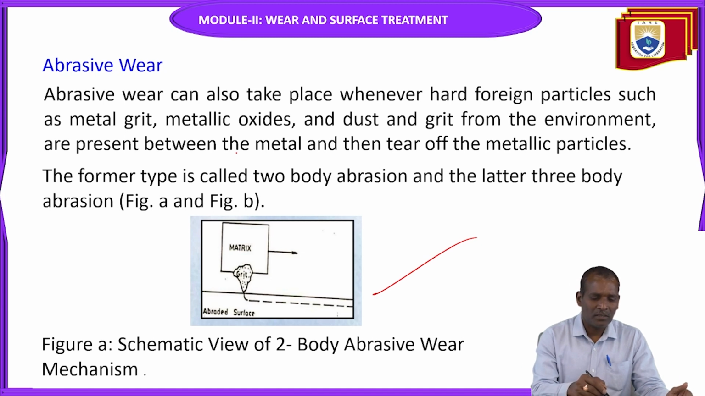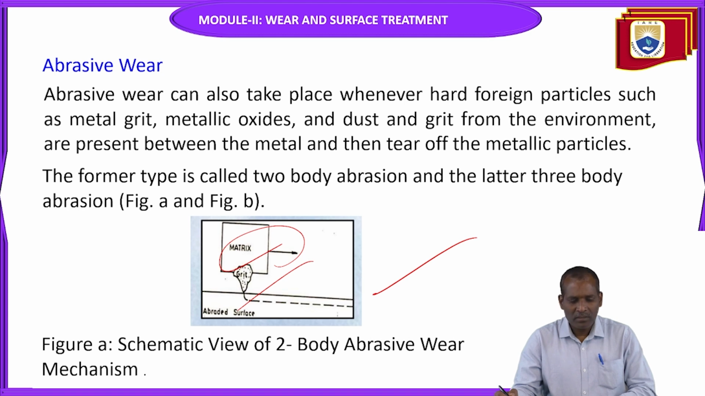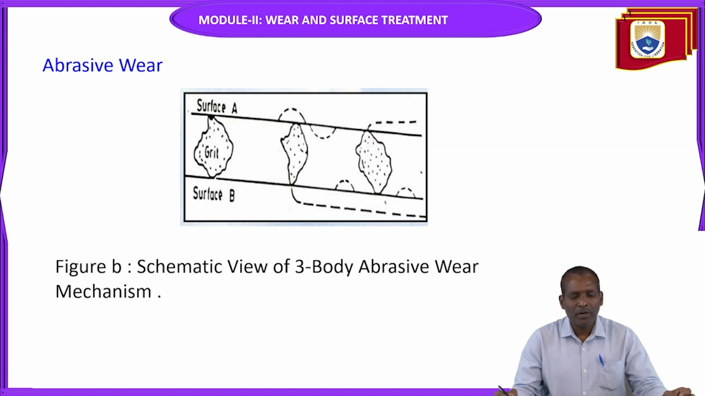So that is metal surface and the matrix, the metal grit and metallic oxides. Another type is three body abrasive wear. Schematic of the three body abrasive wear mechanism.